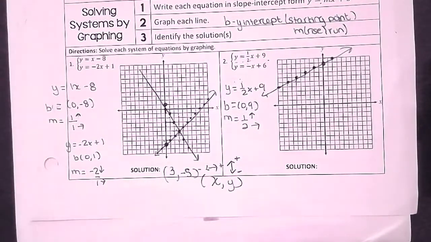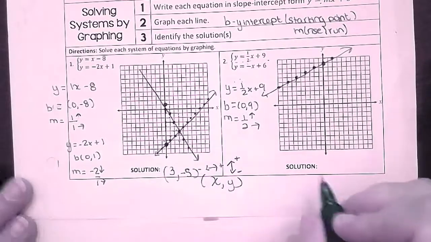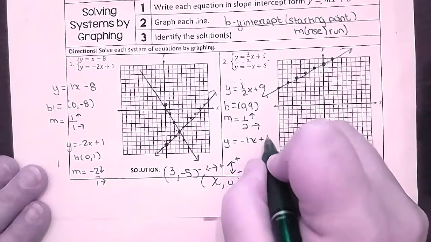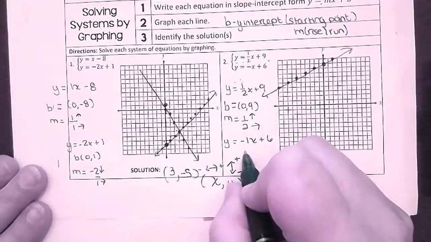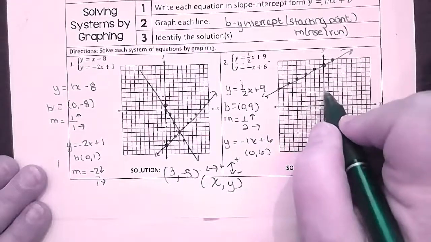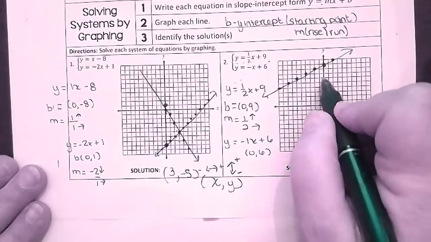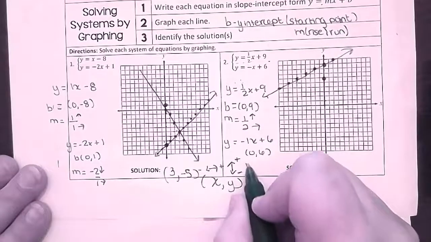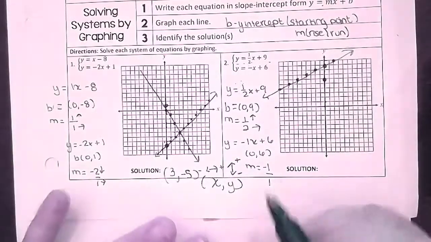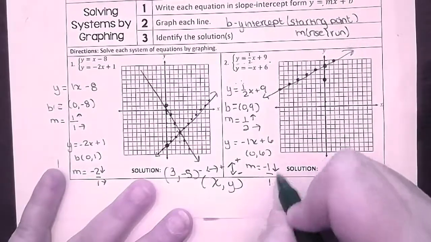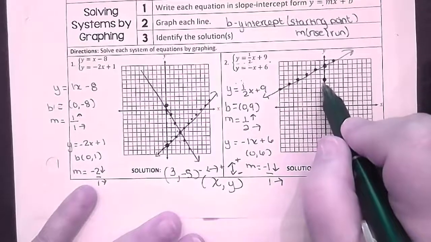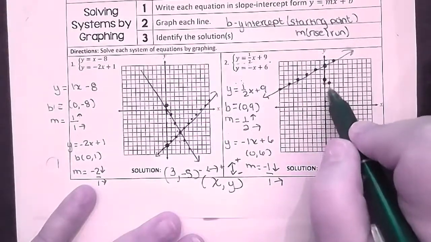Okay, the next one is y equals negative 1 times x plus 6. So my y-intercept is at 0, 6. That's my starting point. 1, 2, 3, 4, 5, 6, right? And my slope is negative 1 over 1. So normally I would go down 1 and over 1, right? So let me show you that. Down 1 over 1, down 1 over 1.